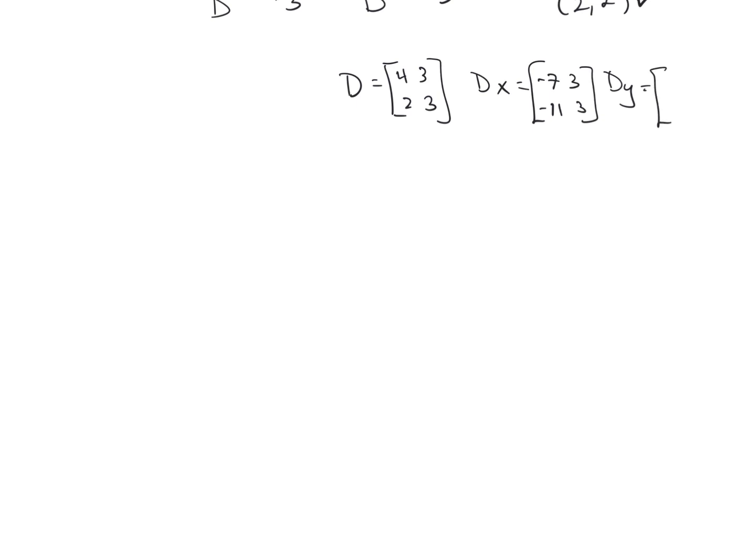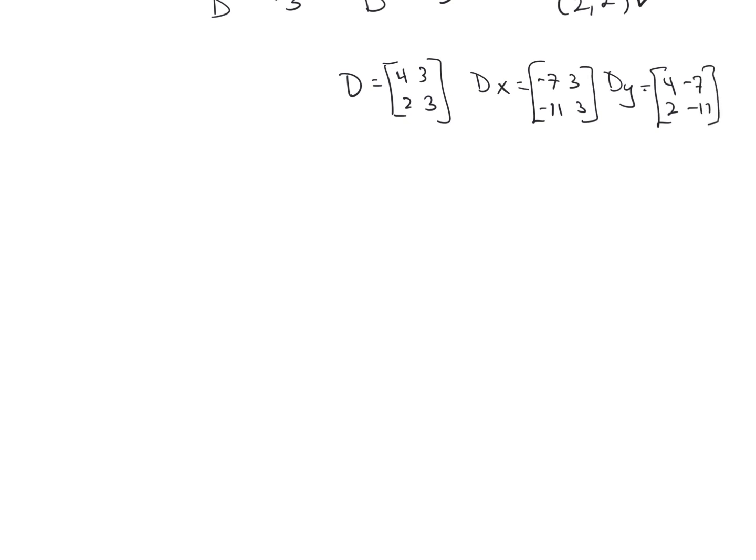Again, we're just doing Cramer's rule. So we're going to set up our D sub x and our D sub y. D are the coefficients in front of your variables, so we'll have 4, 3, 2, 3. And then D sub x, we're going to replace our x values with our constants: 3, 3. And then our D sub y, we're going to replace our y coefficients with our constants.